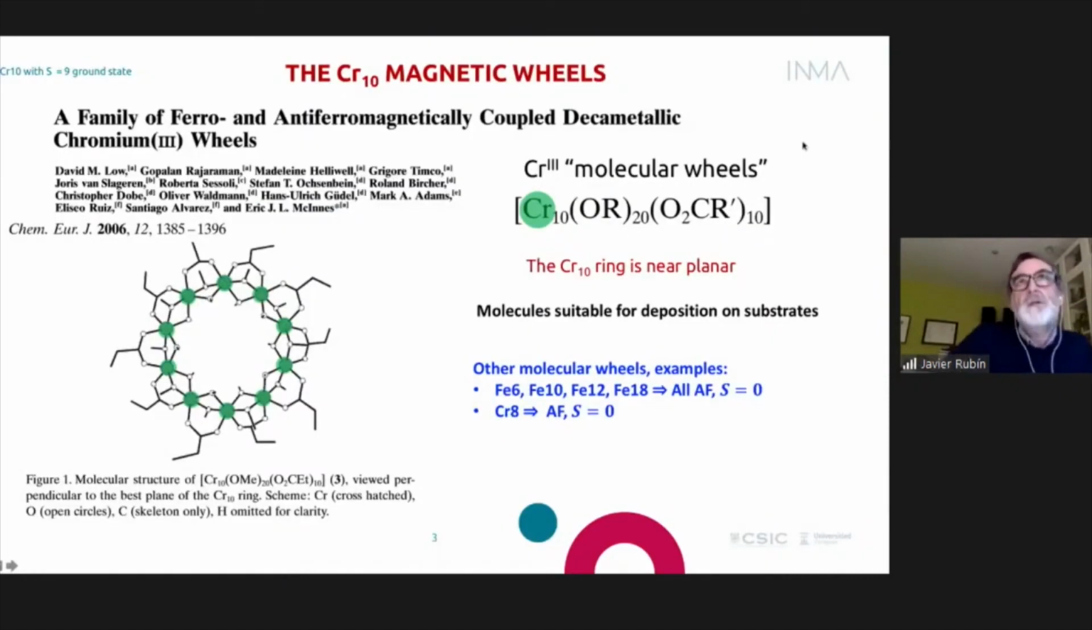Well, I want to speak about a family of compounds, in particular, one of the members of the family. This family has been known for 15 years, and it's made of 10 chromium ions that are connected by different ligands. Some ligands are inside the ring, and others are outside the ring.